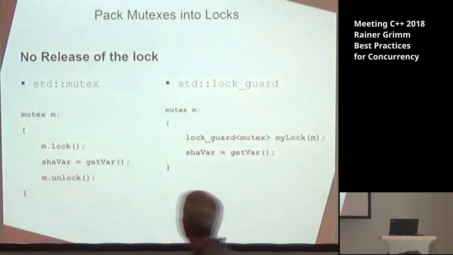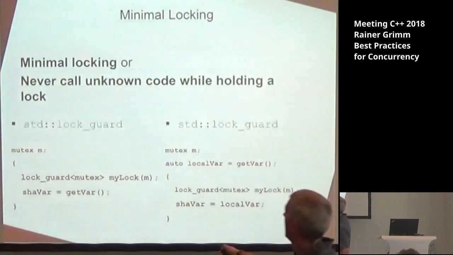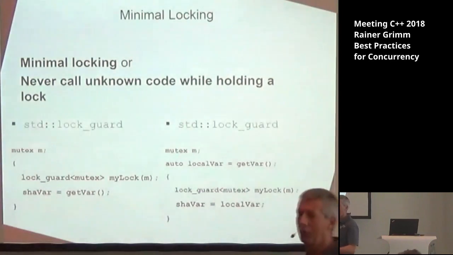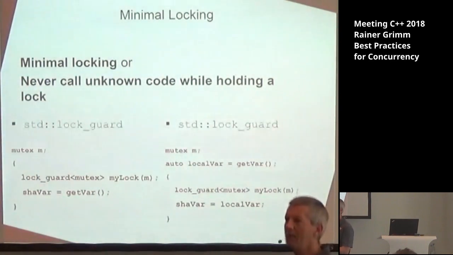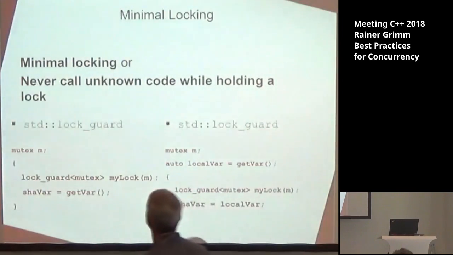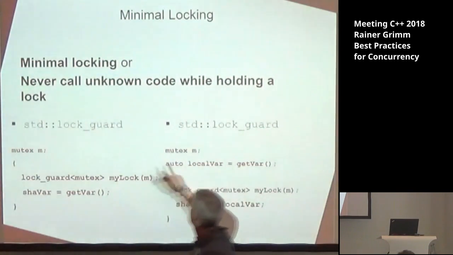And here, once more. I call the rule minimal locking, or never call unknown code while holding a lock. Never call unknown code while holding a lock. That's an anti-pattern, not a pattern, an anti-pattern. A pattern to shoot yourself in the foot. So what will you do?